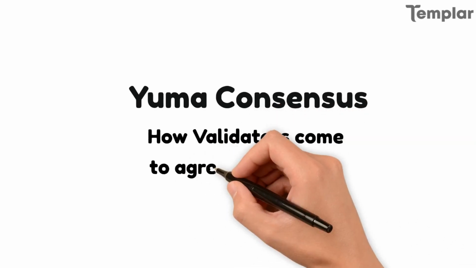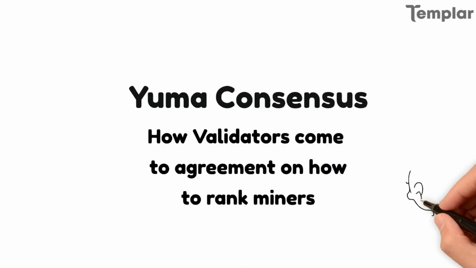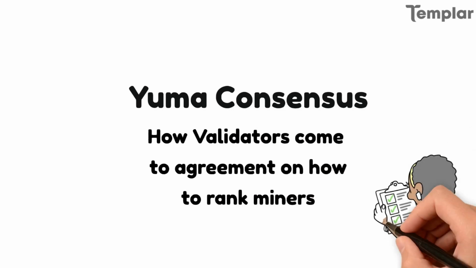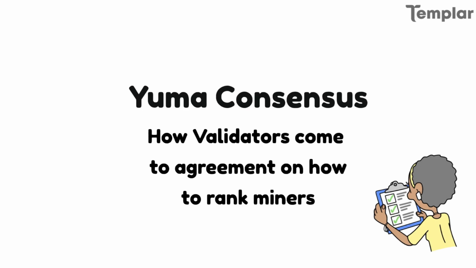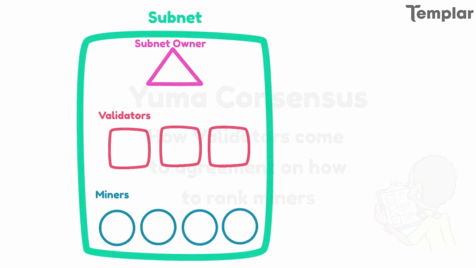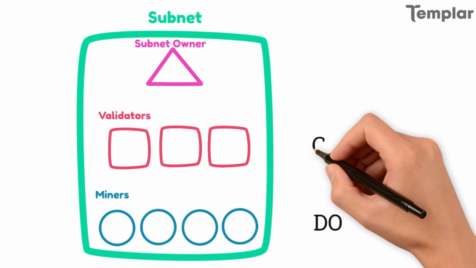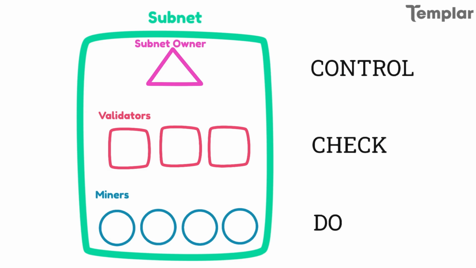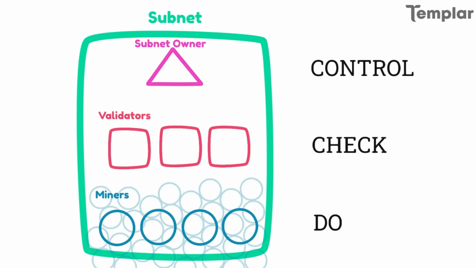Yuma Consensus is how validators come to agreement on ranking miner output within Bittensor. Let's dive into a simple example to show how it plays out. Remember, miners do the work, validators check the work, and subnet owners control the work. In our hypothetical subnet, we have 3 validators and 4 miners. Typically, there are hundreds of miners and a handful of validators, but we're trying to make this example simple.